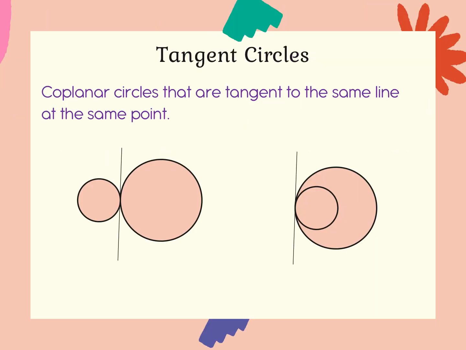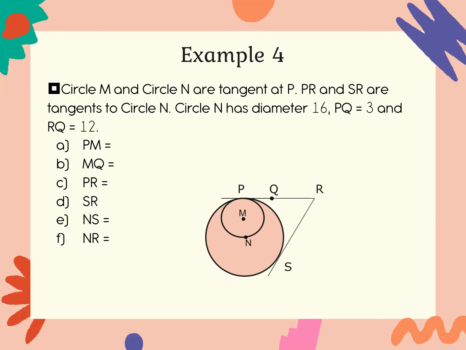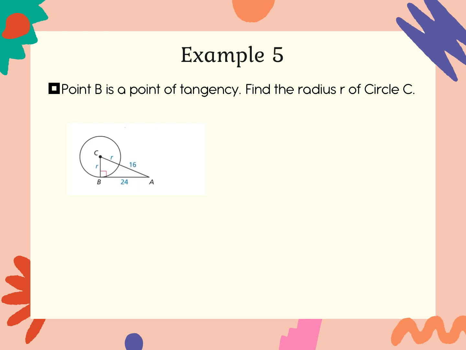So let me come here to example 5. Okay, so for this one, they're telling us that point B is a point of tangency, and they want us to find the radius of the circle. So let's go ahead and take a look.